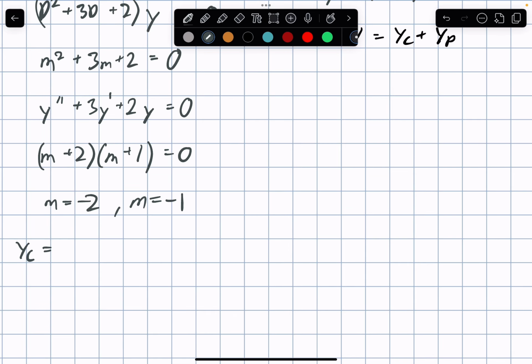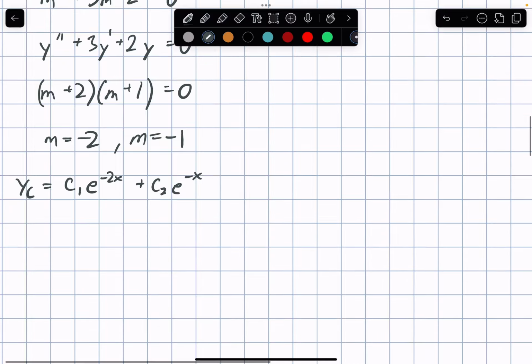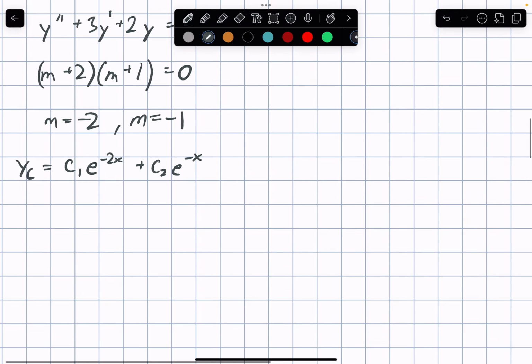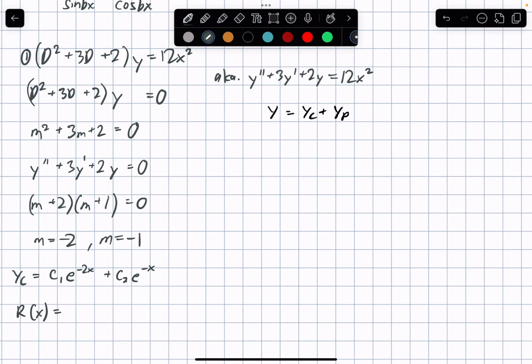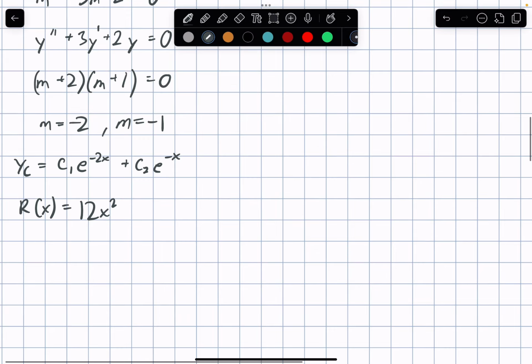So, we write c1, the first constant, and then e raised to -2x. This is the -2. Okay? And then plus second constant, e raised to -x. Okay, so that's basically it for this part. Let's now write r of x, equal to whatever is in the right hand side originally, which is 12x squared. Then we look for roots.